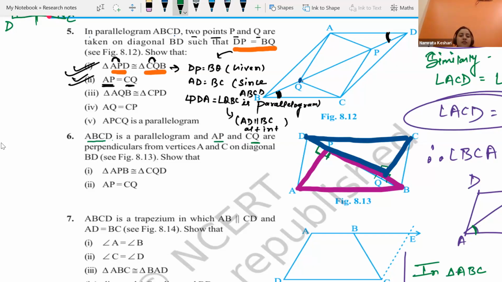Ma'am, the first is a sub question, right? Yes, the first one. We are discussing six. Yes, sure.